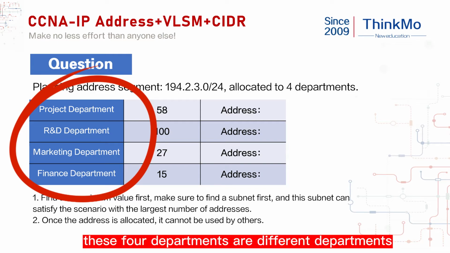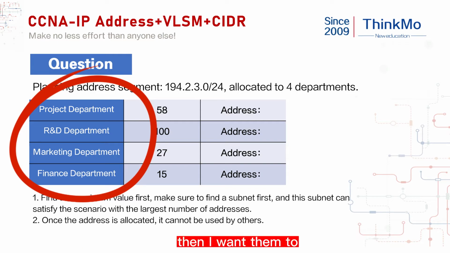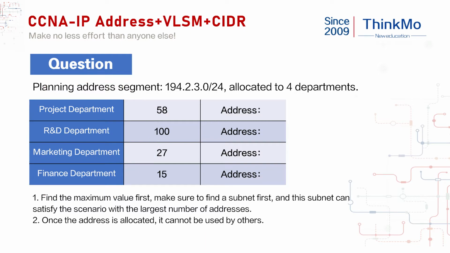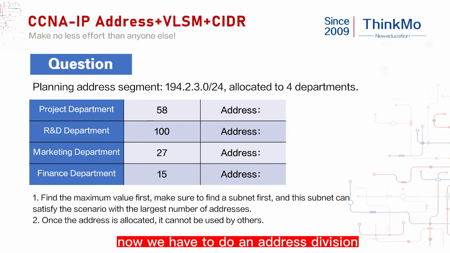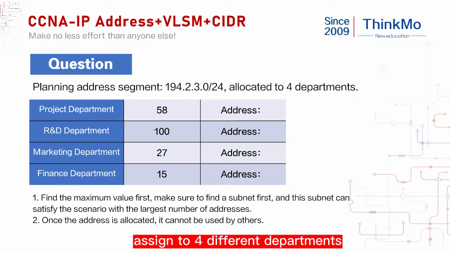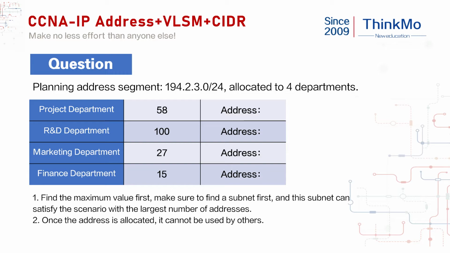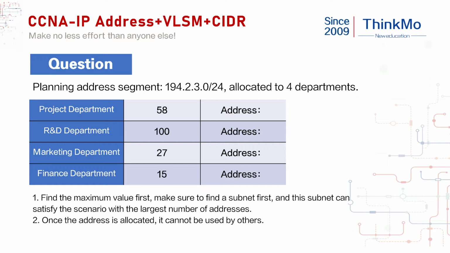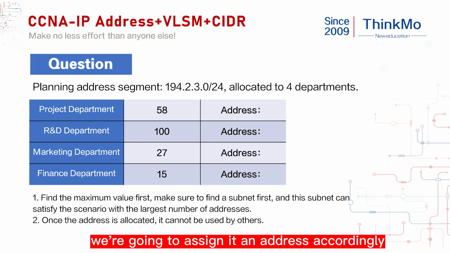These 4 departments are different departments, and I want them to belong to different address segments. Now we have to do an address division, assigned to 4 different departments. The first is the project department. Suppose there are 58 people in the project department. So for these 58 people, we're going to assign an address accordingly.